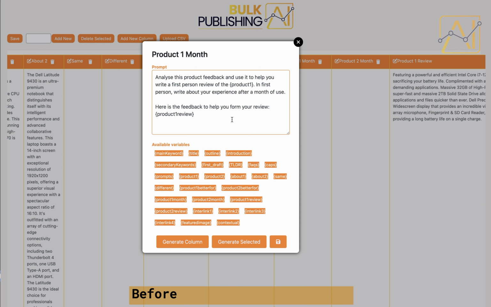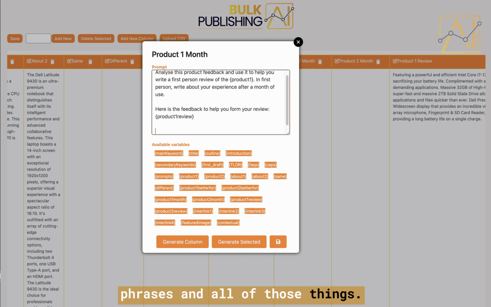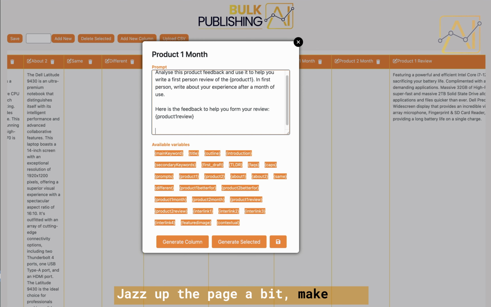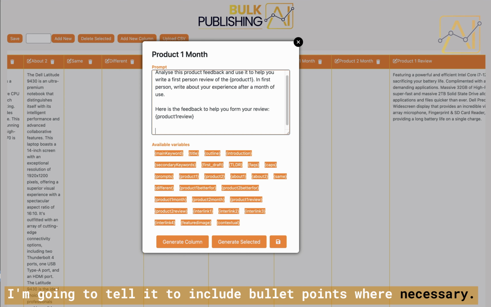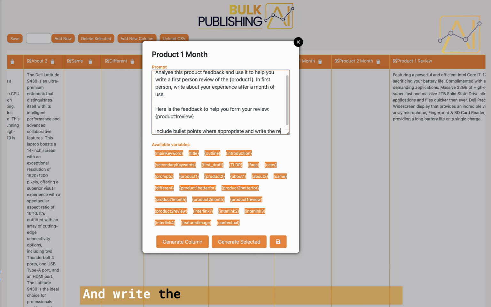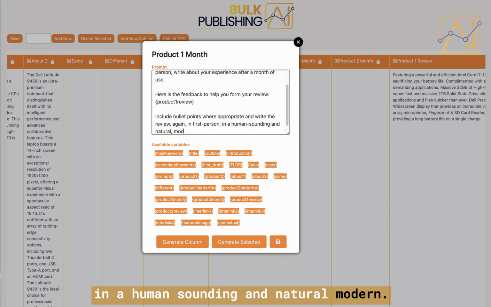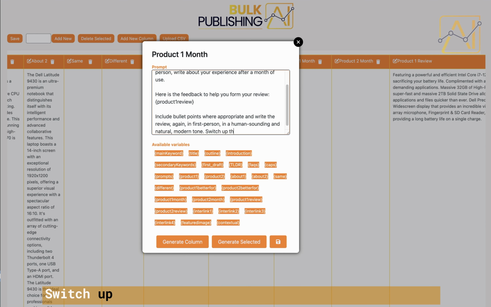Oh, before I go any further, I do want to add my stylistic elements. I've already told it to write in first person, but we want some more. We definitely want our bolded key phrases and all of those things. People's attention spans are very low, so you want to jazz up the page a bit, make sure things are easy to see and pick out. I'm going to tell it to include bullet points where necessary and write the review again in first person in a human sounding and natural modern tone.